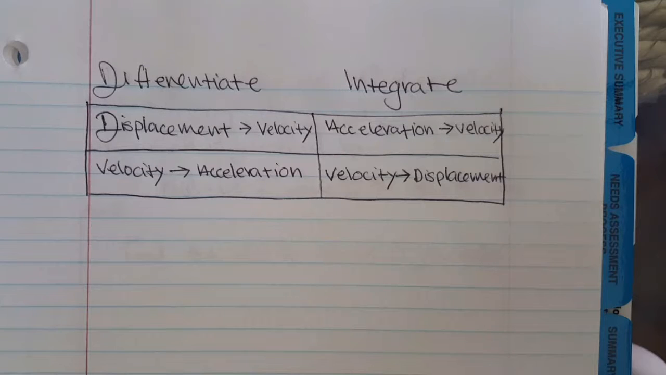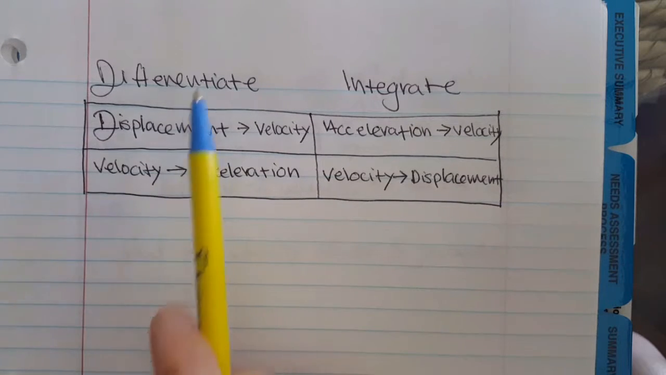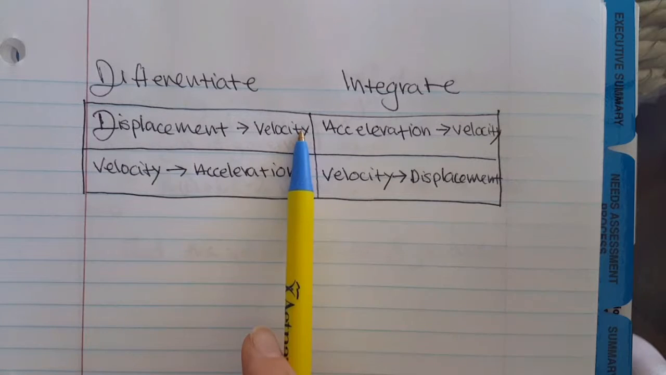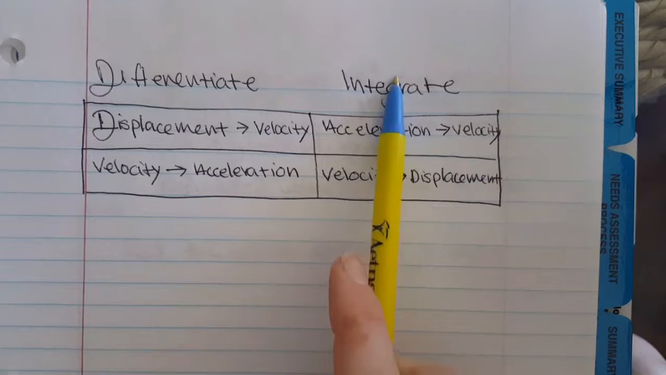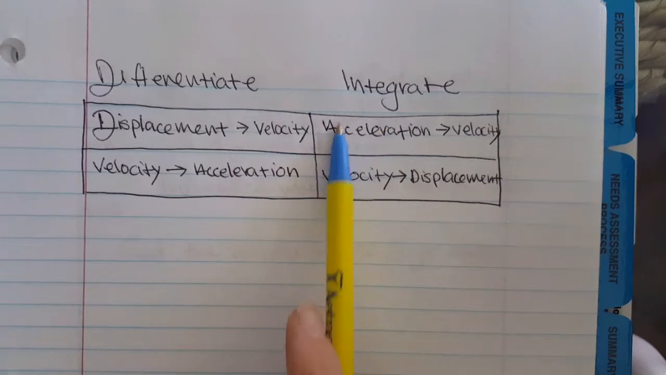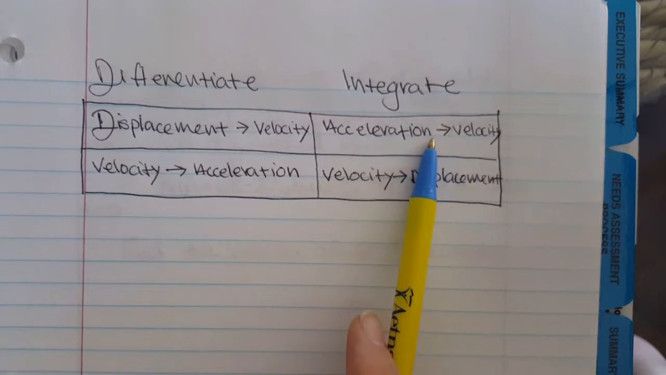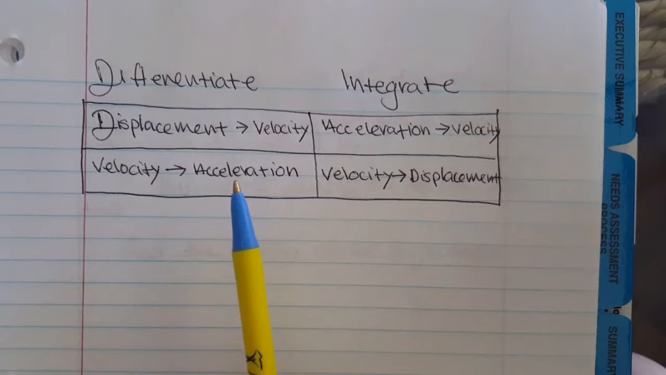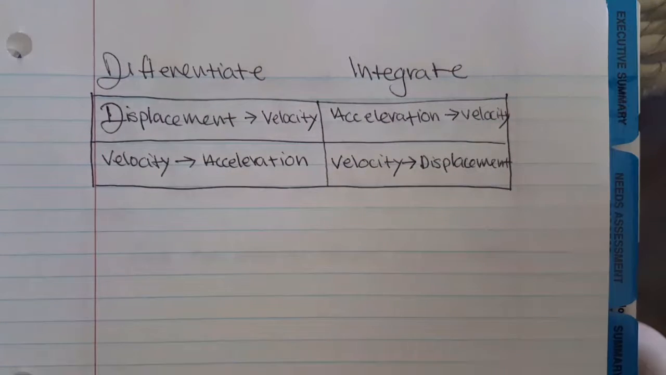So we've already talked about the other differentiations and integration. So here's a little chart to keep it all in order. Just to review, when you're differentiating, you take displacement to velocity, and then from velocity, you differentiate into acceleration. Whereas when you're integrating, you take acceleration and integrate into velocity, and then velocity and integrate into displacement. If you want to write down this chart in your notes just to keep it all straight, go ahead and do that now if you want to pause the video.